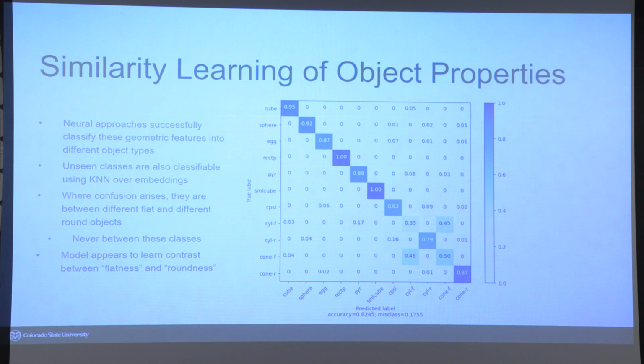So with this approach, we're able to successfully classify the geometric features into different object types. This reproduces the previous result. And we also see that by just using a KNN over the embeddings, those 4 classes that occur in the bottom right are also classifiable. We see that there is a non-trivial number of confusions, but where those confusions arise in the unseen data are between different flat and different round objects, never between these classes. So this confirms that the model appears to learn this contrast between flatness and roundness, even though it was never explicitly modeled in the training data.